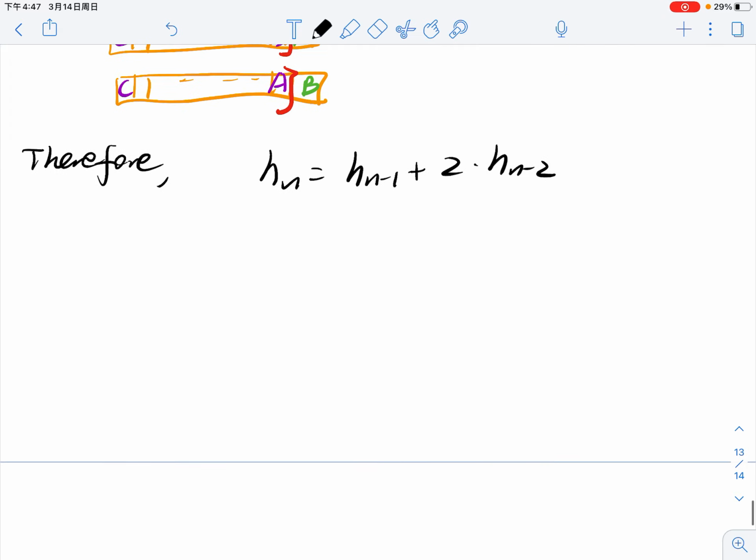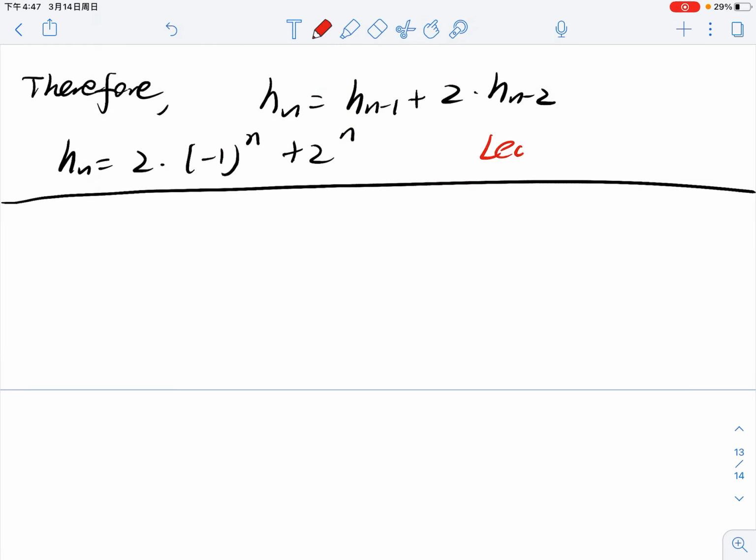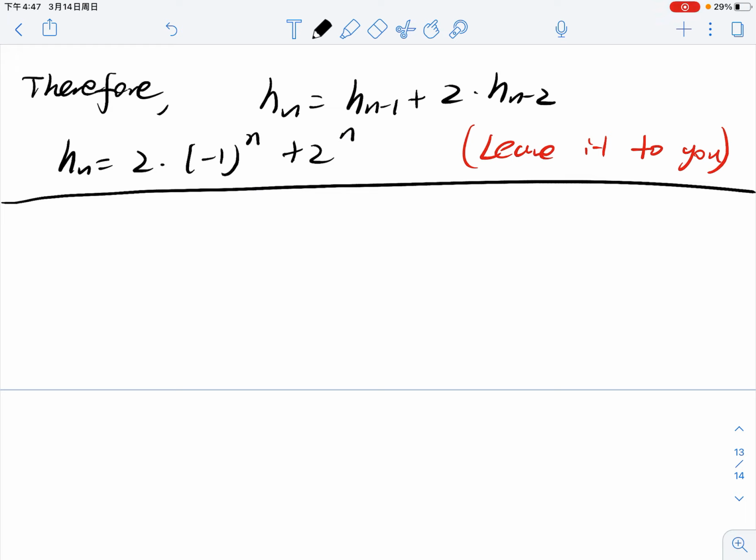And then you can solve it like Hn is 2 times negative 1 to the nth power plus 2 to the nth power. So I leave this to you, to carry out the actual procedure. Okay, we end up with the following one.